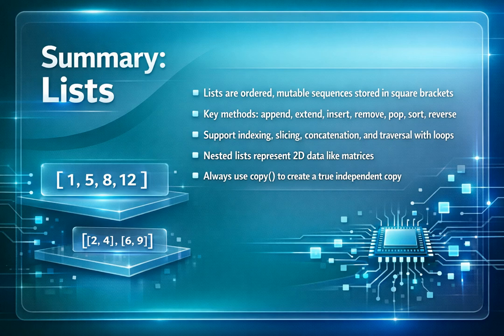Chapter 9 explored Python lists in depth. Lists are ordered, mutable sequences enclosed in square brackets that support indexing, slicing, and all major operations. Key methods include append, extend, insert, remove, pop, sort, and reverse. Lists are one of the most essential tools in any Python programmer's toolkit.